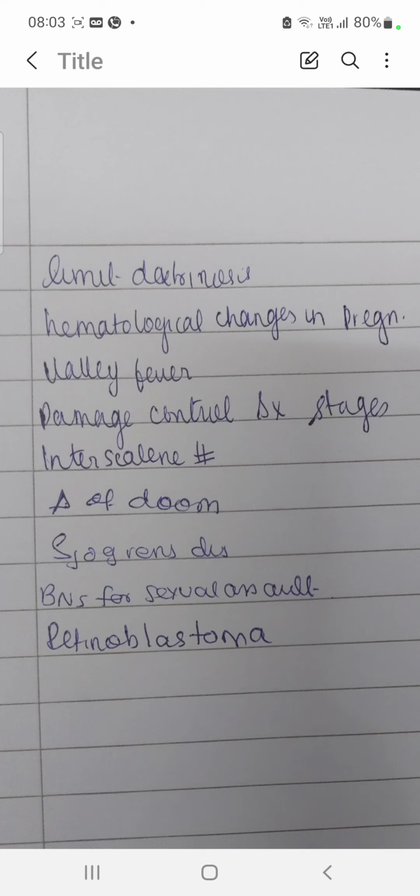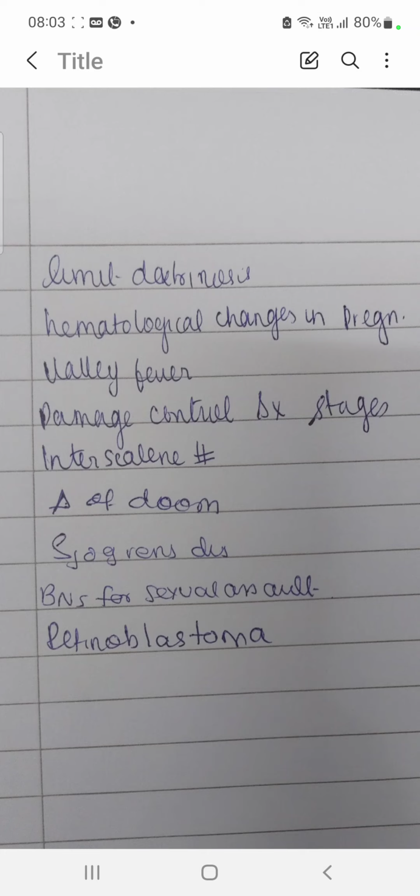Valley fever is Coccidioides immitis. Desert rheumatism. Then damage control surgery stages, how many total? 5. One is patient selection. Immediately you are controlling bleeding and contamination. Then you are putting in ICU. Then definitive surgery, abdominal closure. Then interscalene block is for shoulder dislocation correction.